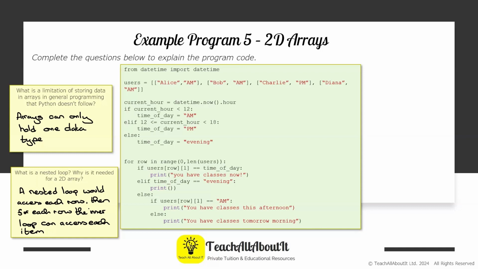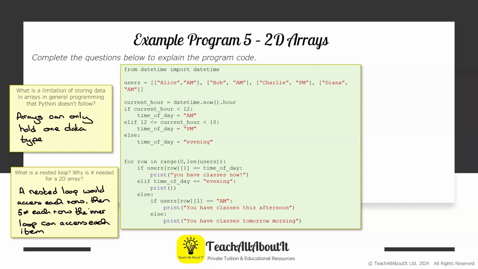In this case, we don't need to use a nested loop. We don't need a for loop inside a for loop because what we're doing is we're accessing each row and then using the data using an index, so using a numbered index. So if we want to access their name, we would use, in this case, users row in the first set of brackets and then 0 in the second set of brackets. In this case, because we want to know whether their classes are in the morning or in the afternoon, we're using row to get each row and then 1 to access the second piece of data.